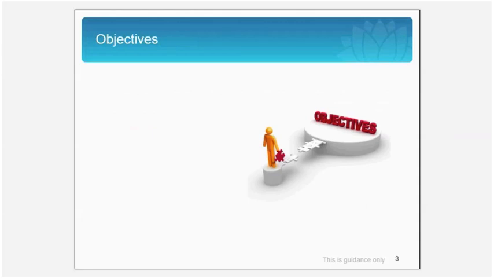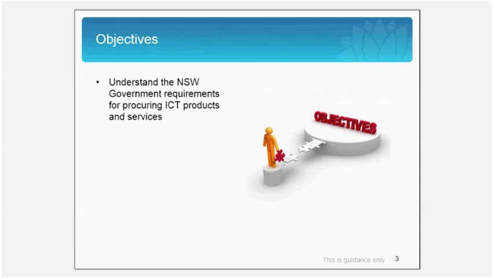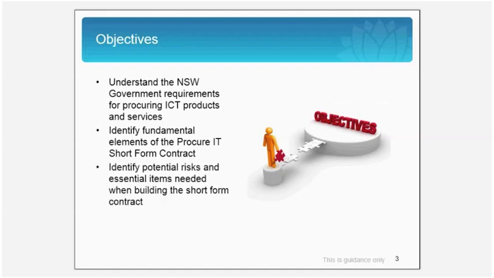The objectives of this webinar are to understand the New South Wales government requirements for procuring ICT products and services, to identify fundamental elements of the Procure IT short form contract, and to identify potential risks and essential items needed when building the short form contract.